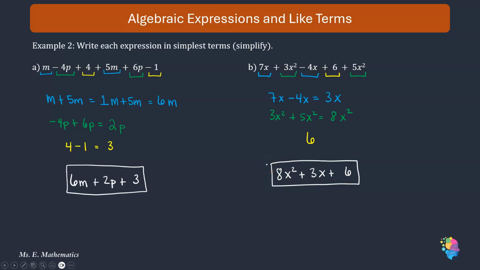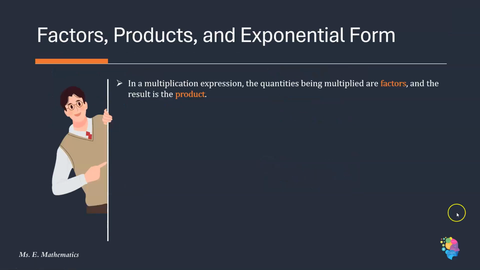All right, not bad. Let's move on to the next example. Let's move now to factors, products, and exponential form. In a multiplication expression, the quantities being multiplied are called factors, and the result is called a product.